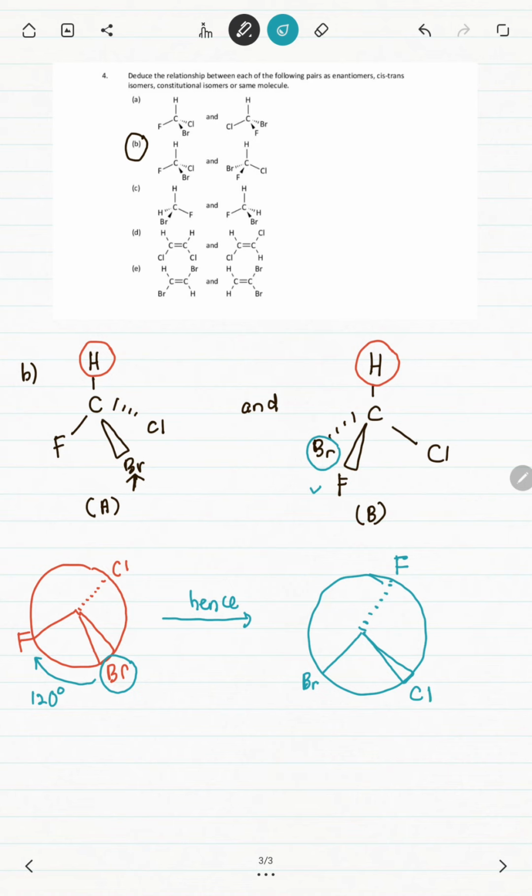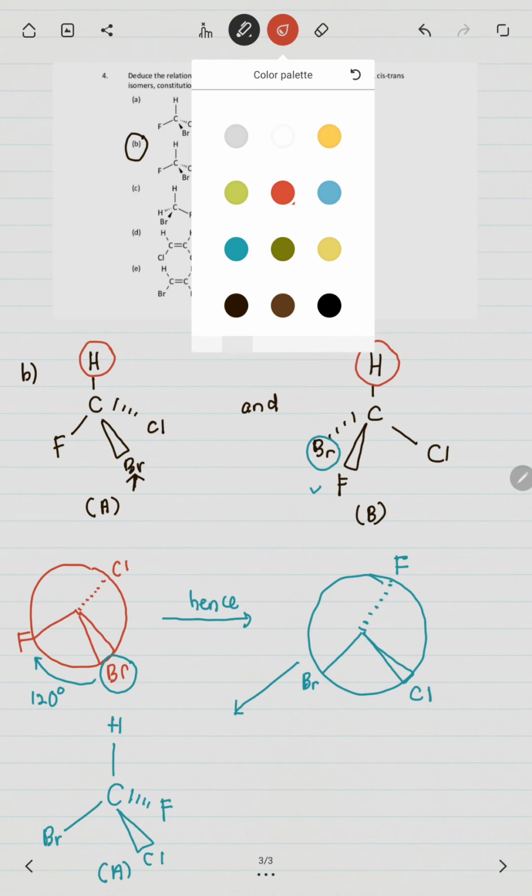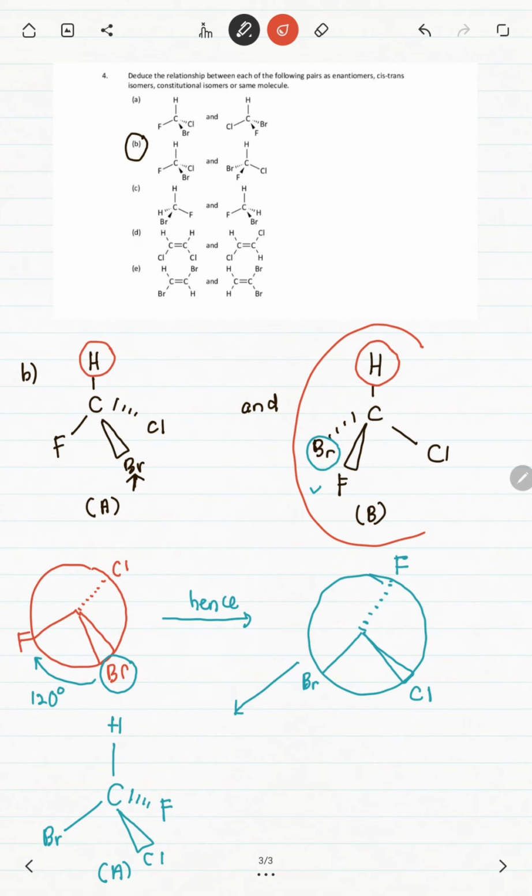So, I try to convert it into the 3D structure. The plane upward here is hydrogen. The plane here is the bromine atom. The front for structure A after rotation becomes chlorine, and the backward is fluorine. So, this is the product after A rotates. And what happened? We compare it with structure B.